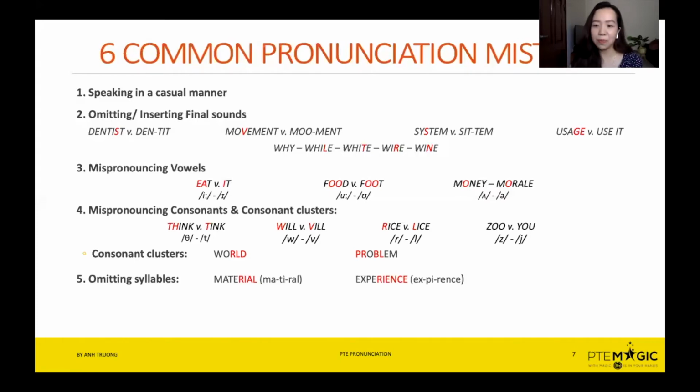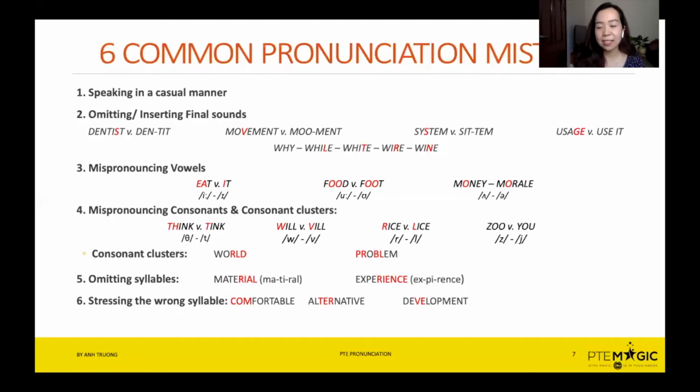Another easily spotted mistake is the tendency to just drop off some syllables. For example, material becomes material, experience becomes experience. Last but not least is the mistake relating to word stress. I've heard a lot of people say comfortable instead of comfortable, alternative instead of alternative, and development instead of development. This is a very common mistake among ESL students.